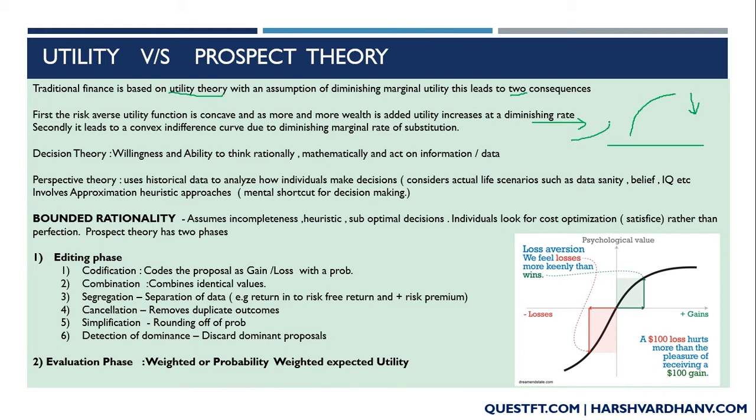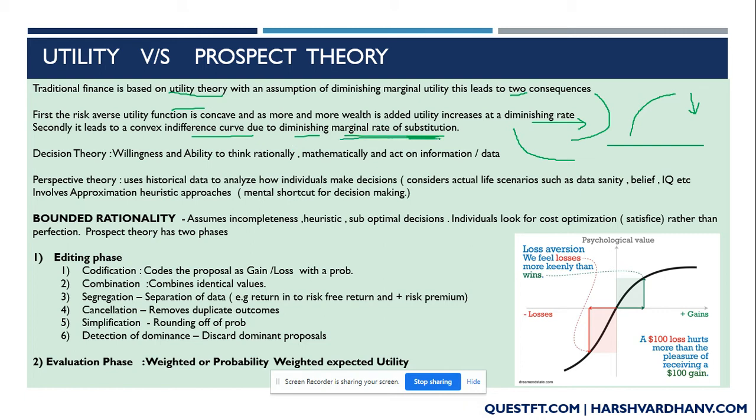And then it says that it leads to a convex indifference curve due to diminishing marginal rate of substitution. So marginal rate of substitution is basically, how do I explain you? So yeah, I had some technical issues. So marginal rate of substitution, diminishing marginal rate of substitution. So this is a concave curve, which you have explained, the first part. The convex curve is, it leads to a convex indifference curve due to diminishing marginal rate of substitution.